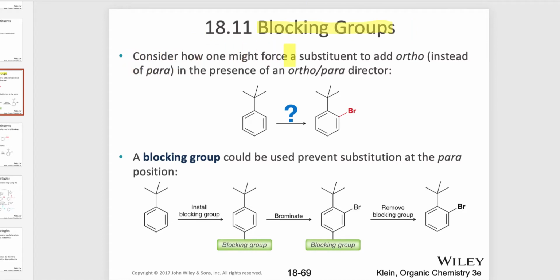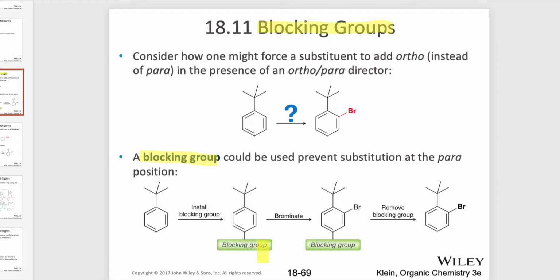So consider how one might force a substitution to add ortho instead of para in the presence of an ortho-para director. How would we do that? So this is where we can actually bring in a blocking group. Here, in order to prevent, if we wanted to have an ortho or 1,2 substitution, where the bulky alkyl group with inductive positive activating effect is present, we had said that the para position would be favored. But if we introduce something in the para position to then force the halogen into the ortho position, that would be an easy way for manipulating the outcomes. So a blocking group could be used to prevent substitution in the para position.